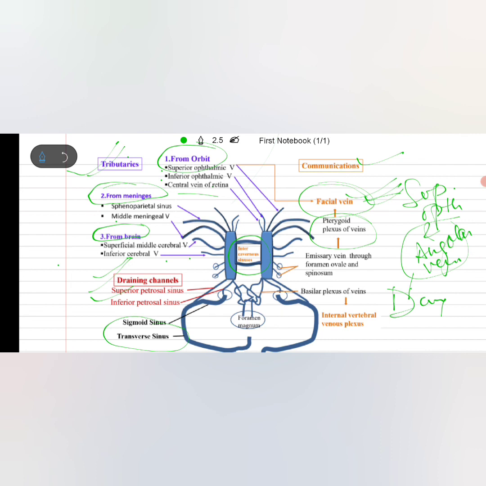And if the internal carotid artery is ruptured, then it leads to pulsating exophthalmos with partial or complete ophthalmoplegia.